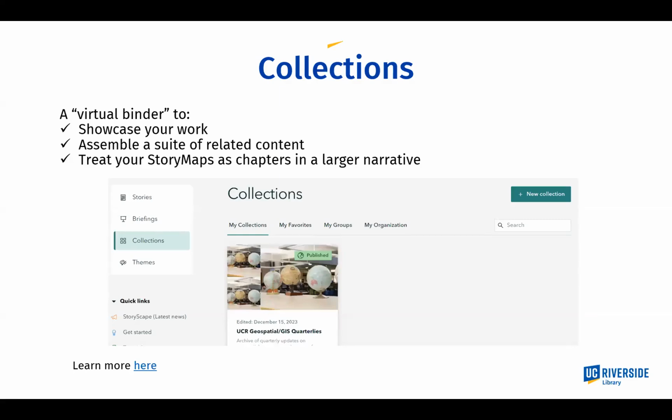I talked in the beginning about collections, and it's really a nice idea. You can create what's called a virtual binder that will help you showcase your work. You could just share the one URL to your whole collection of story maps instead of having to share individual links. It allows you to assemble a suite of related content, and in a sense, treat your story maps as chapters in a larger narrative. So this comes in handy quite a bit for people like instructors who are having a class do story maps, and they can just put them all in a collection and just share the collection out instead of having 30 different links to share, and show what the differences are between what was done.